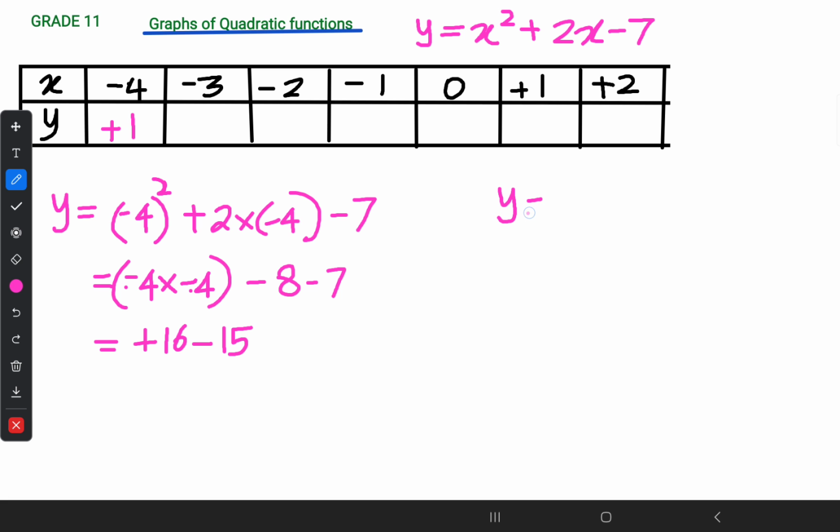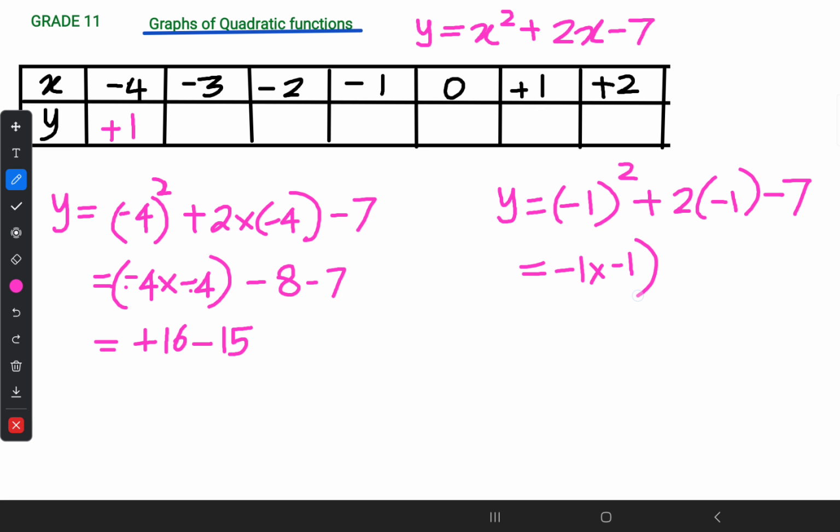Sorry, yeah, (-1) squared, plus 2 times of -1, minus 7. So -1 into -1 plus 2 times of -1 is -2 minus 7. Negative into negative is +1, it will become -9. So it is -8.